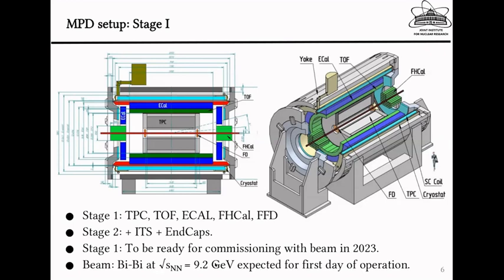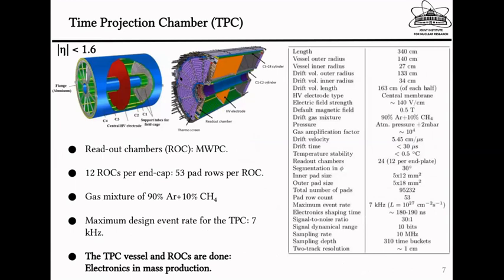For the next years, we will go back to gold beams between 4 to 11 GeV center of mass energy. There are many subdetectors, so I will speak a bit about them. Firstly, the time projection chamber.